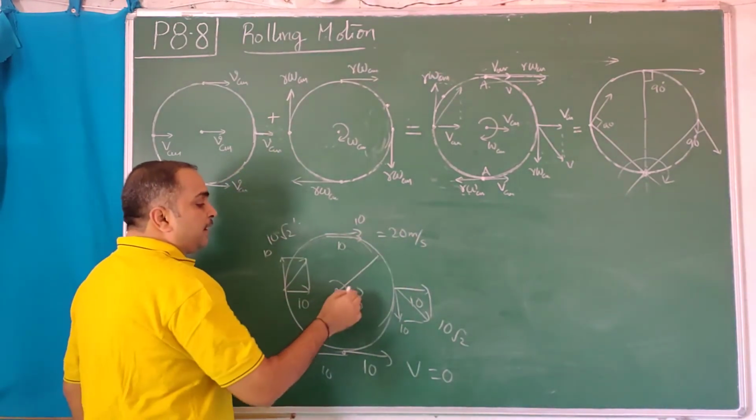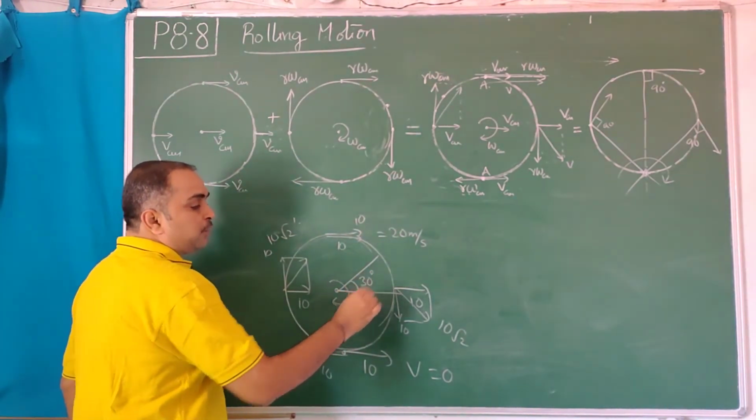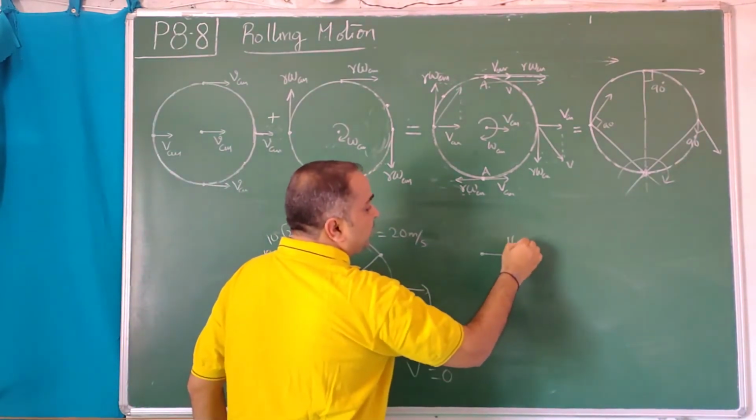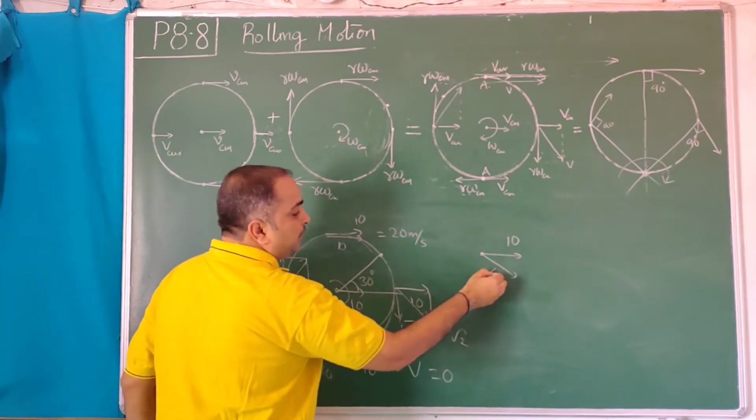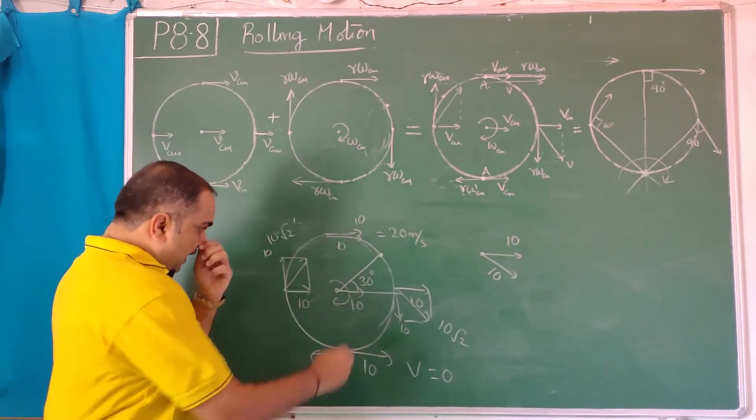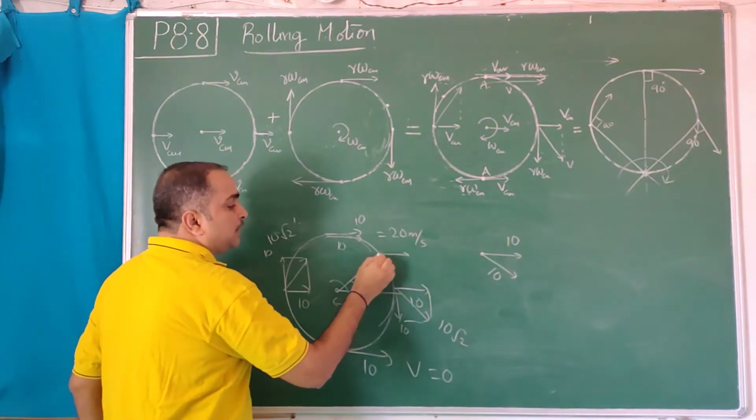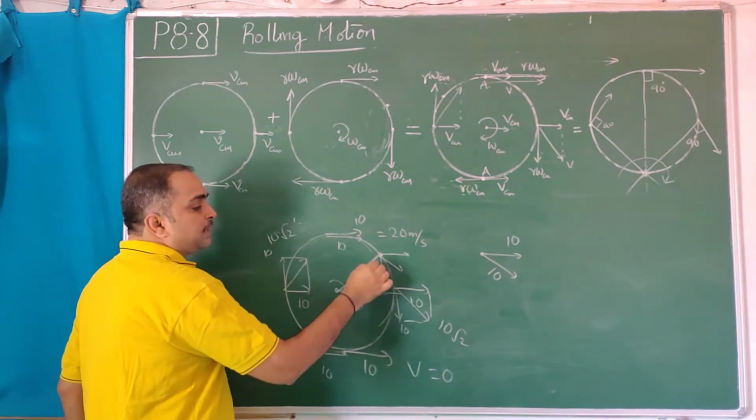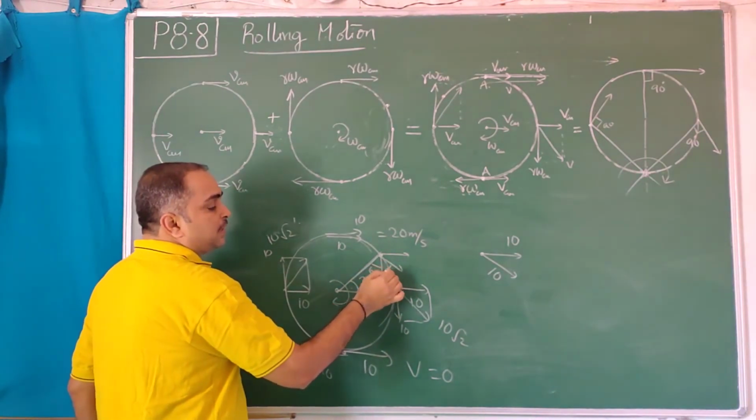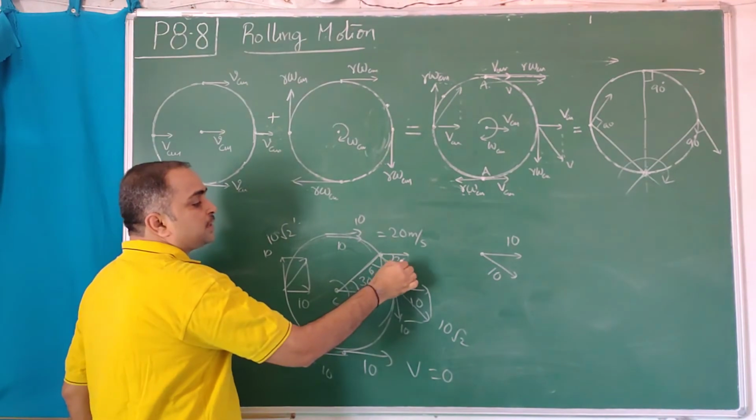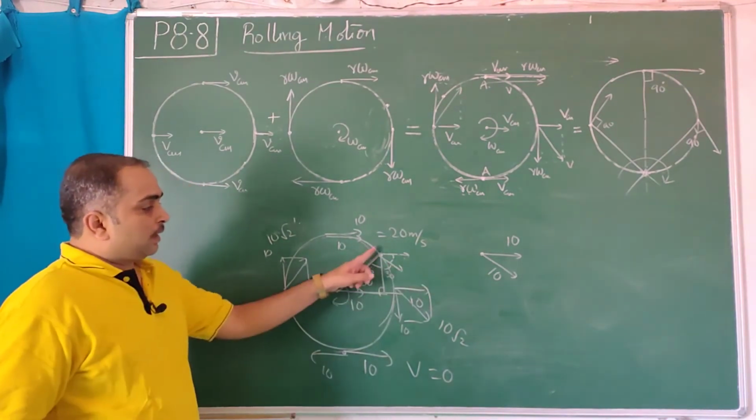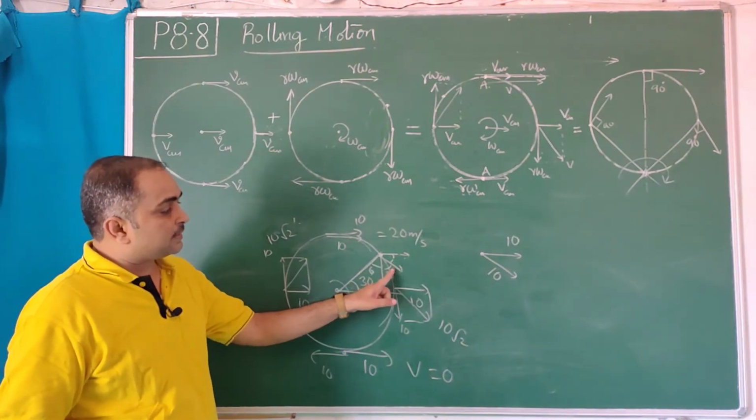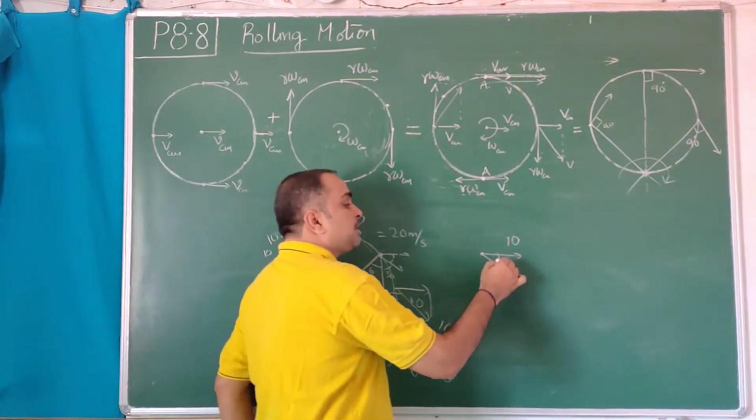Similarly, they can give any point at a certain angle, say 30 degrees with respect to horizontal, and they may ask this point's velocity. So there you have to draw VCM, which is 10, and R omega CM, which is also 10, and this angle with the horizontal. If you complete a triangle, this is 30, this is 90, this is 60. Radius and tangent will be perpendicular, that concept I use. So this is 30 means this is 60, and this angle will be 60 degrees.